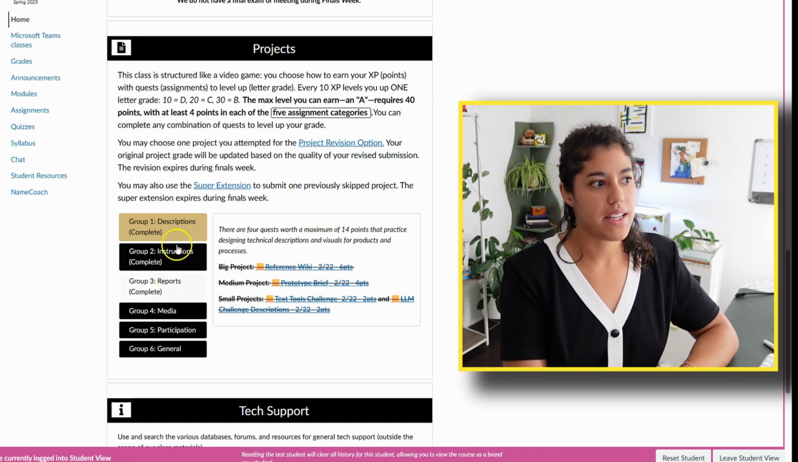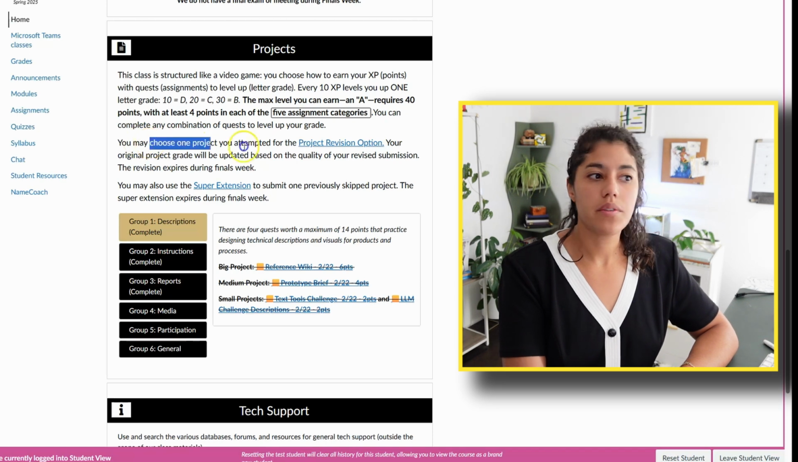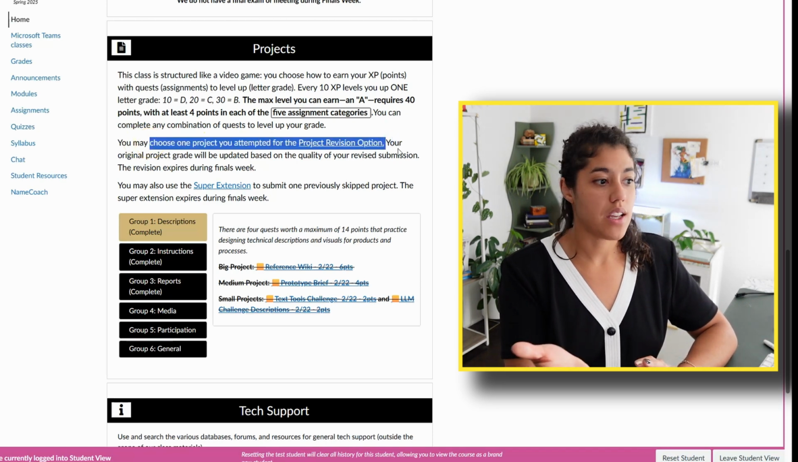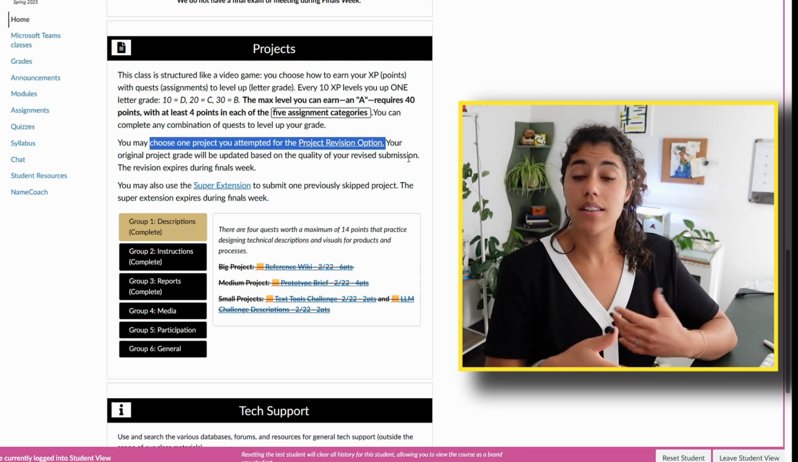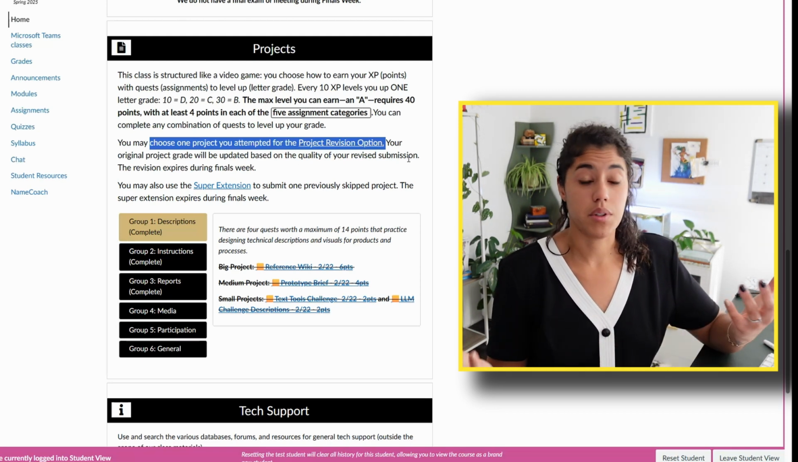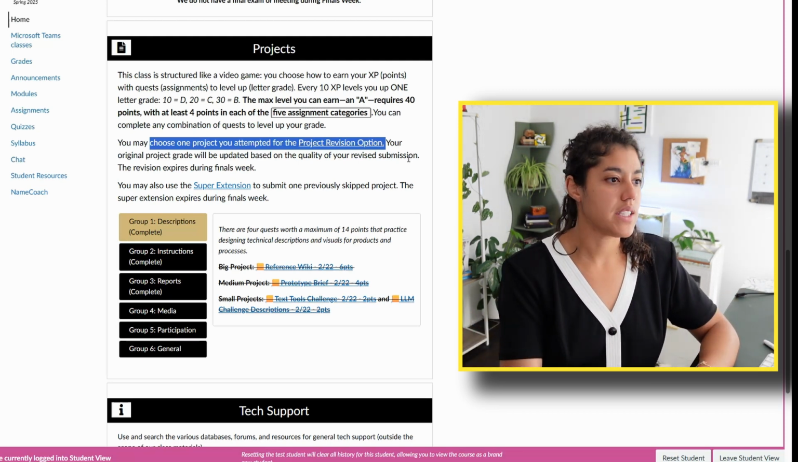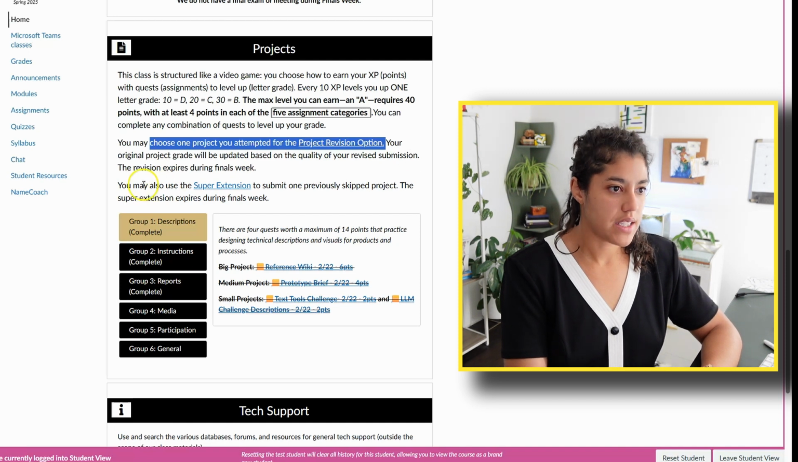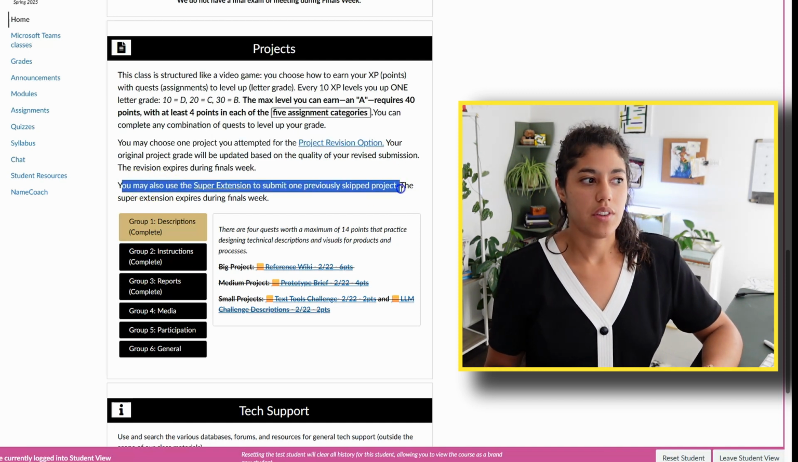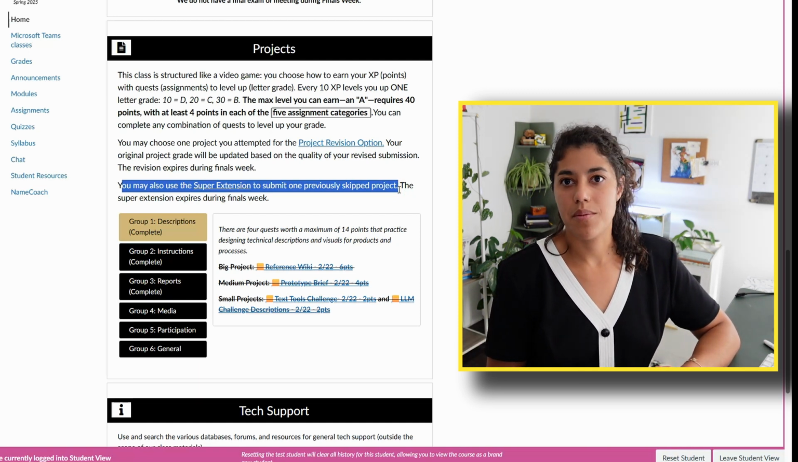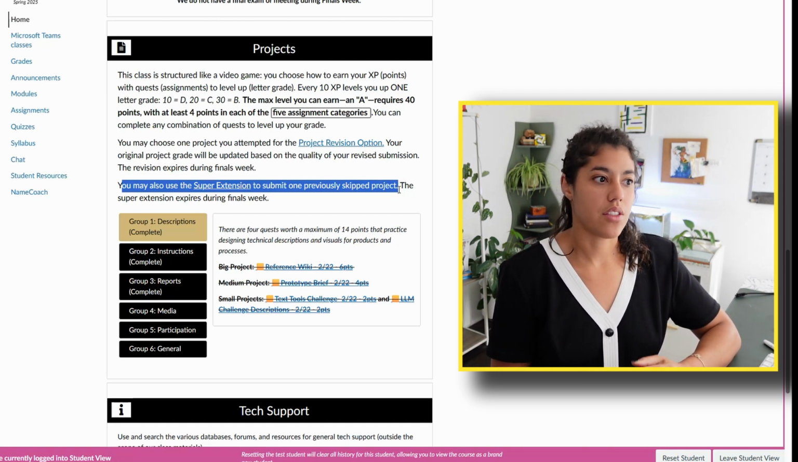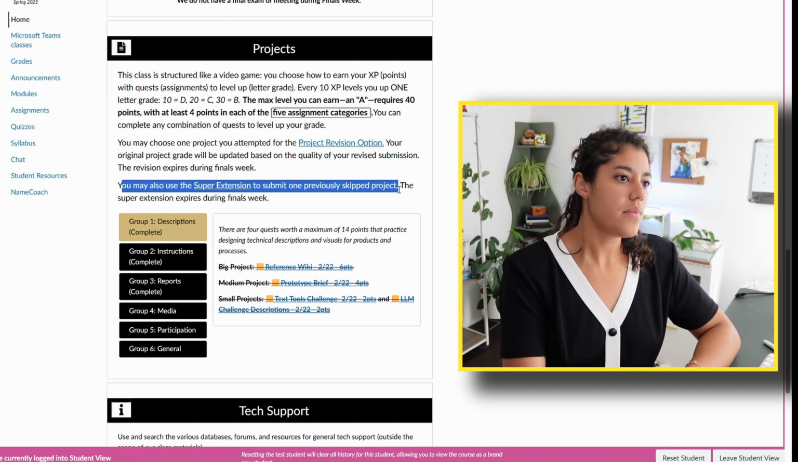I also implemented one revision option. So if they did do poorly on something, at the end of the semester, they could go back and fix their work there and get up to full credit, depending on how well they fixed it. And then also one super extension. So at the end of the semester, if they realize, oh man, I really should have done a medium project in skill 2, they could go back and do that to make sure they got the grade that they wanted.